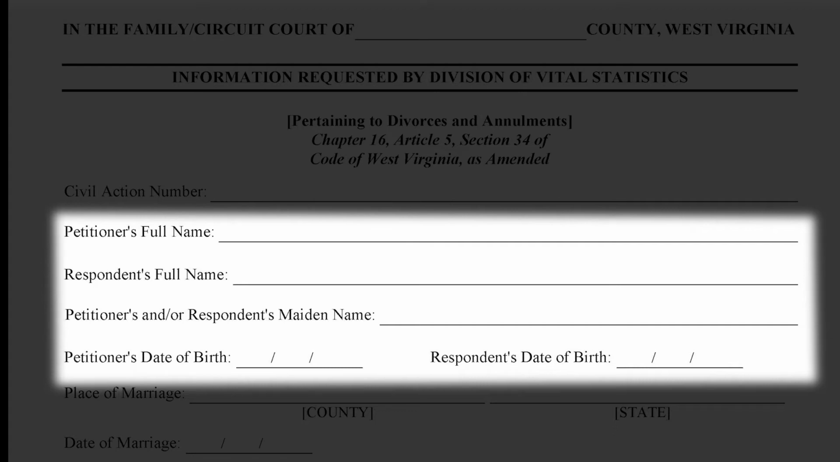Petitioner's and/or respondent's maiden name. In this section, you will put the maiden name of the appropriate party. Petitioner's date of birth, put the date of birth of the petitioner, and then under respondent's date of birth, put the respondent's date of birth.